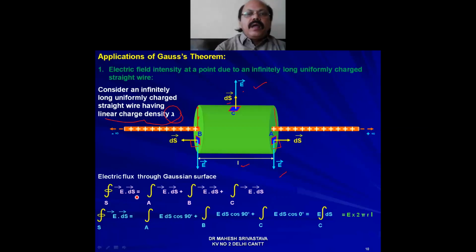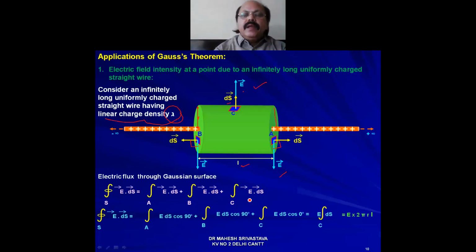that is the closed integral E dot ds, equal to the integral for flat surface A E dot ds, plus the integral for flat surface B E dot ds, plus the integral for curved surface C E dot ds. Means we are taking the algebraic sum of the electric flux contributed by flat surfaces A, B and C.